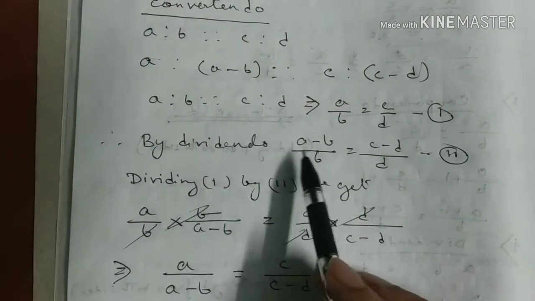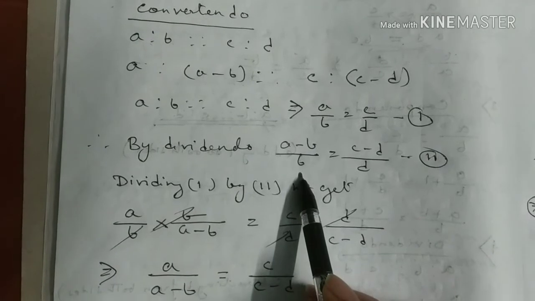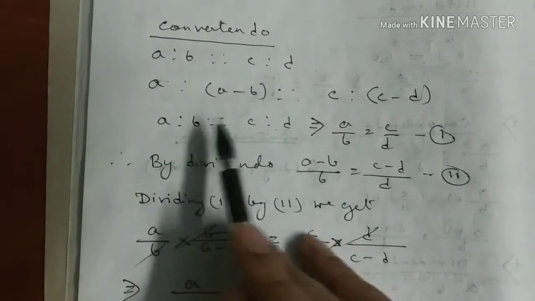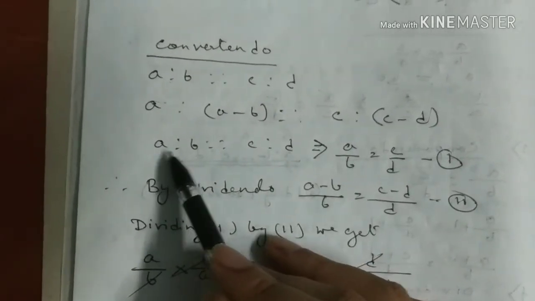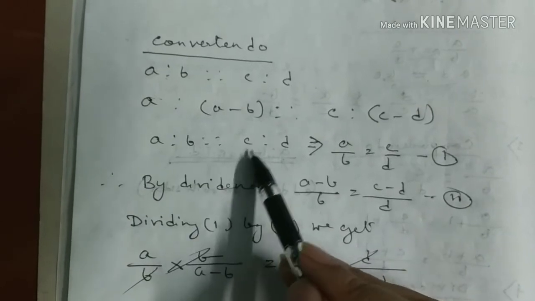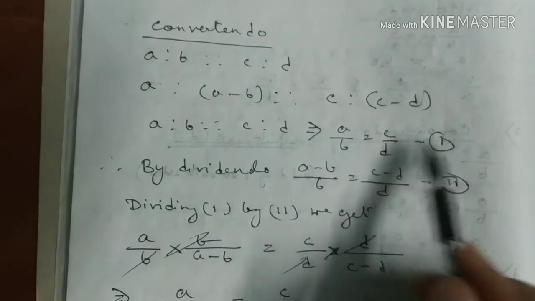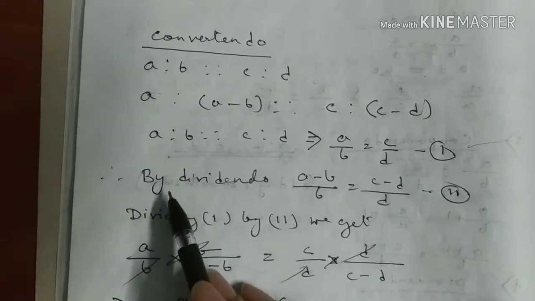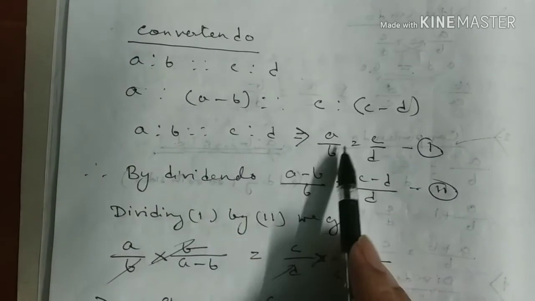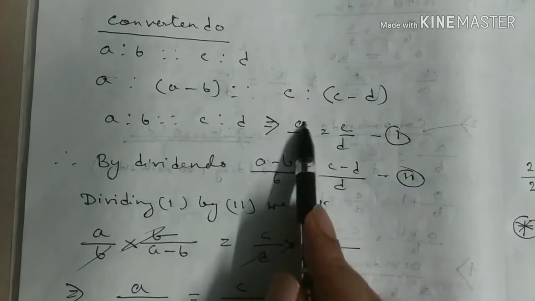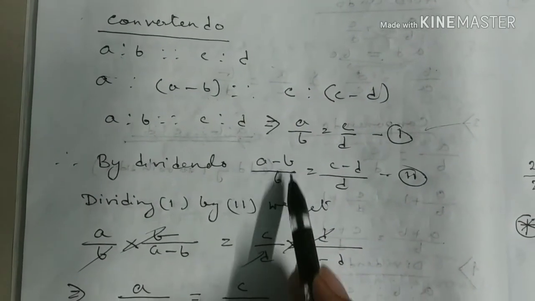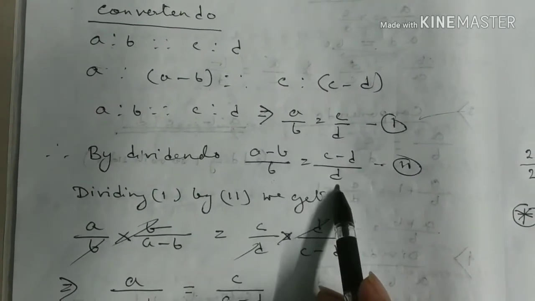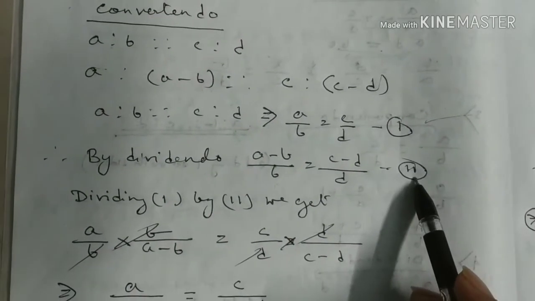Dividendo, a minus b by b is equal to... Let us start here. A is to b in proportion to c is to d. We are taking it as equation 1. Next, we're going to apply dividendo here. After applying dividendo, we will get a minus b by b is equal to c minus d by d. We are taking it as equation 2.